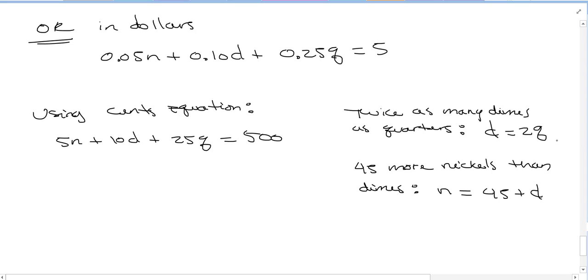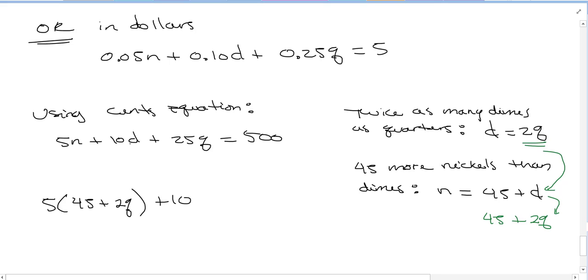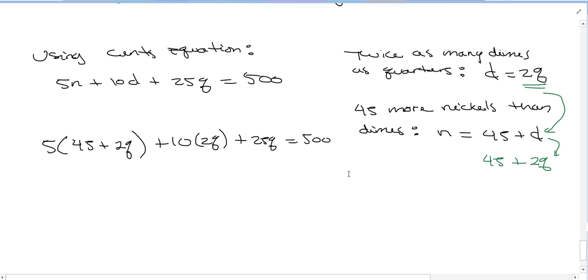But we also know from here that D is 2Q, so I can put that in here. So this is going to be 45 plus 2Q because dimes are 2Q. So now I can go back over here and put it all in terms of one variable. So 5n, n is 45 plus D, but D is 2Q. So I'm going to have 45 plus 2 times the number of quarters plus 10D, but D is 2Q. So 10 times 2Q plus 25Q equals 500. Right, I'm still in cents.